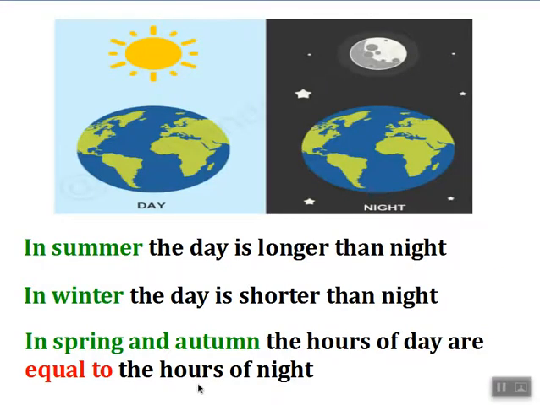Also, we have to know that the length of day and night differs from one season to another. For example, in the summer, the day is longer than the night. The number of day hours is bigger than the number of night hours during the summer, while in winter the day is shorter than the night. The number of night hours is bigger than the number of day hours in winter. Okay? While in the spring and in the autumn seasons, the day length is equal to the night length, or the hours of the day are equal to the hours of the night.